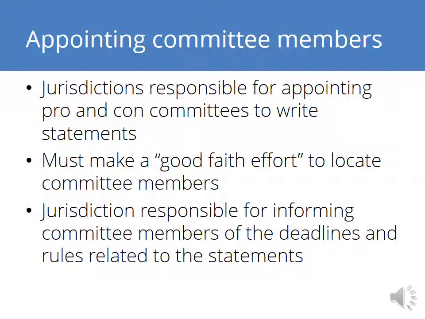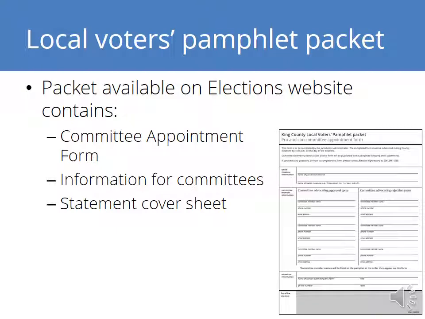It is also the responsibility of the jurisdiction to inform the committees of the rules and deadlines related to the voters' pamphlet. If the jurisdiction is unable to locate members for a committee, the steps taken to locate members must be included in the email when submitting the appointment form to King County Elections. A local voters' pamphlet packet is available on the King County Elections website. This packet contains information for both jurisdiction administrators and the committee members, the committee appointment form which must be submitted to King County Elections, and a cover sheet the committees will use when submitting their statements.